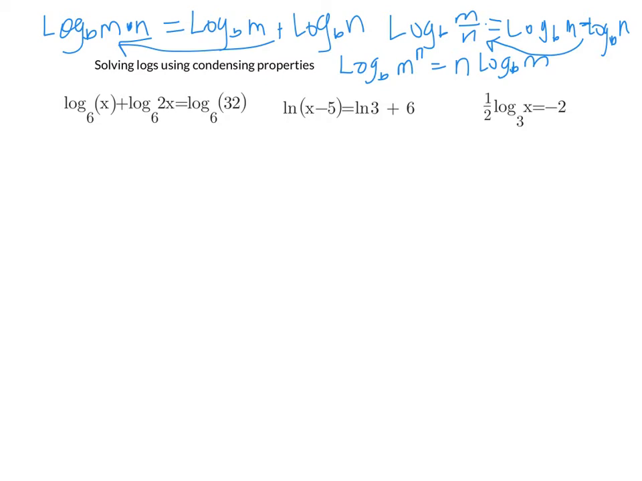So in the first problem, we have log base 6 of x plus log base 6 of 2x equals log base 6 of 32. My addition here tells me I'm going to use my product property, so I'm going to rewrite it as a product of x and 2x with one log. Log base 6 of x times 2x equals log base 6 of 32. X times 2x is 2x squared.